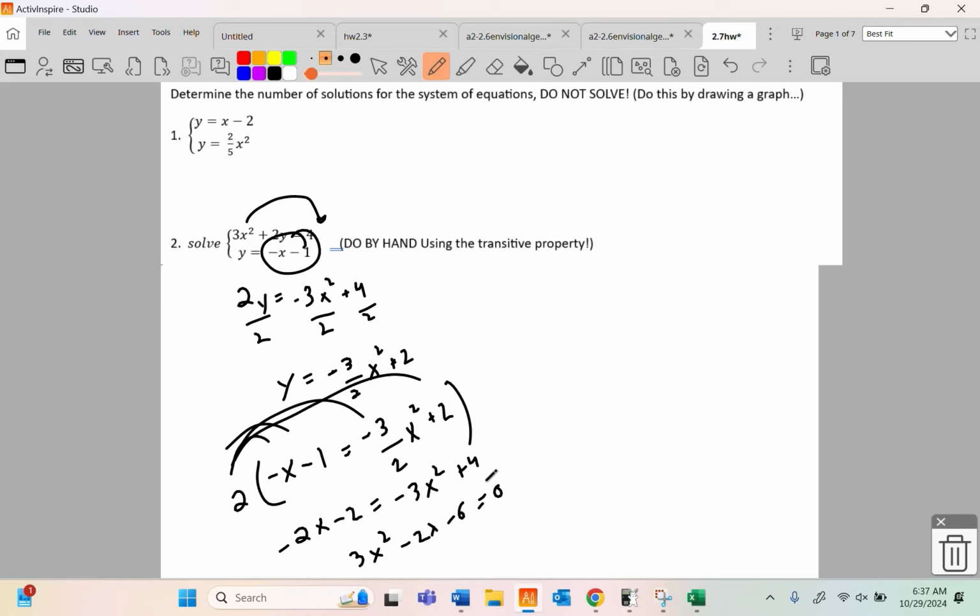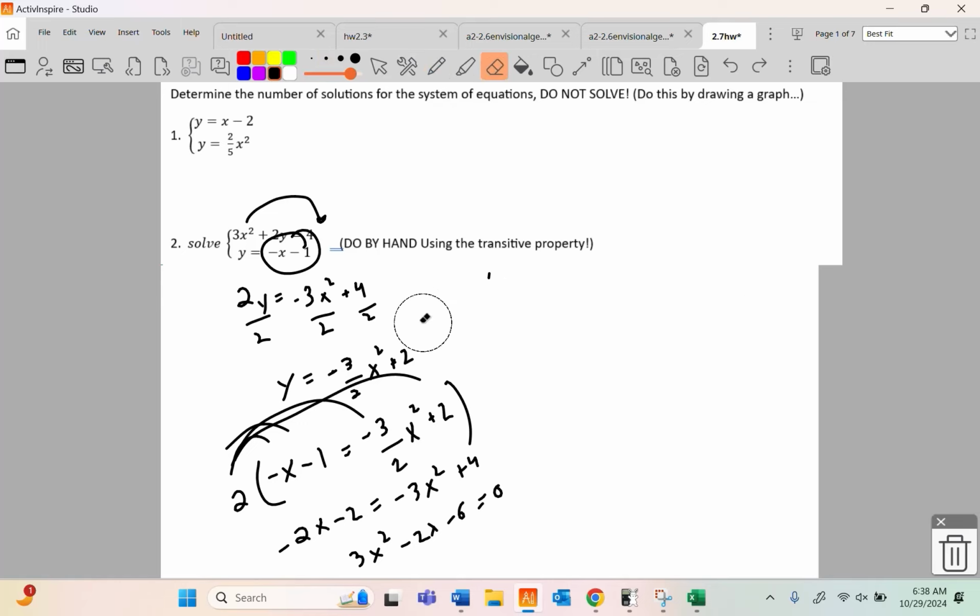I don't know if that one factors or not. I'm pretty sleepy this morning. So 3x and an x for 3x squared. Factors of 6 are going to be 2 and 3, or 6 and 1. Yeah, I don't believe it factors.